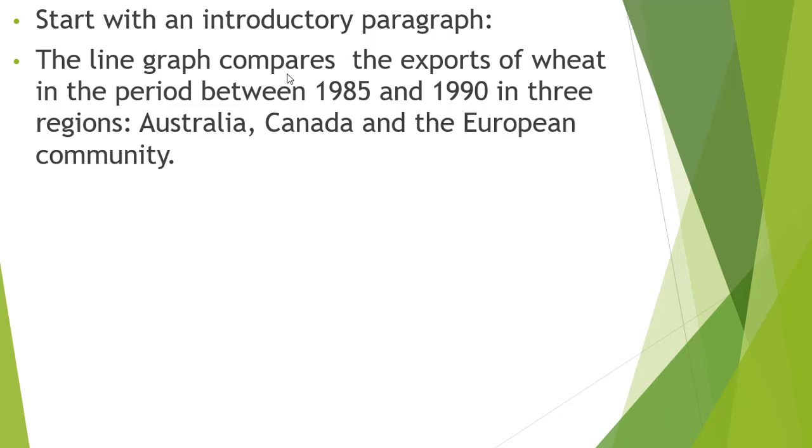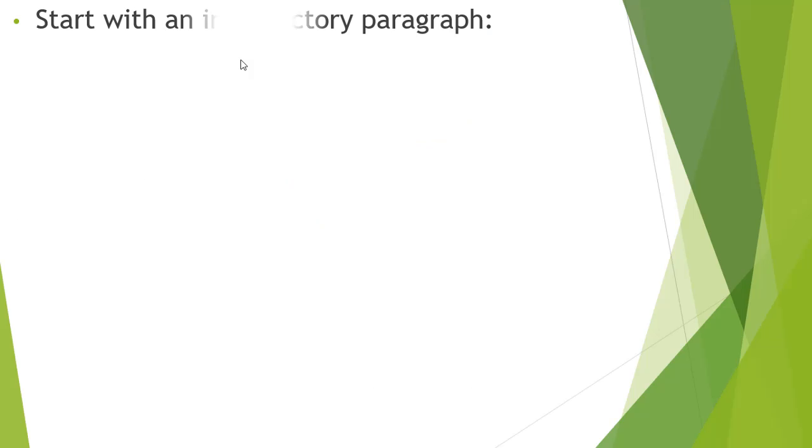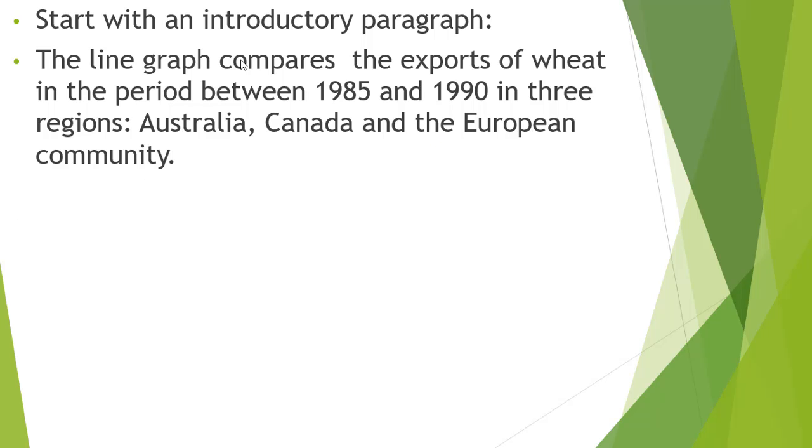And one thing you have to notice here is you change the vocabulary from the question. The question here says wheat exports, 1985, 1990. Do not say wheat exports again. Do not repeat it. Don't ever repeat the words in the question. So instead of wheat exports, you say the exports of wheat in the period between so and so in 3 regions, Australia, Canada, and the European Community.